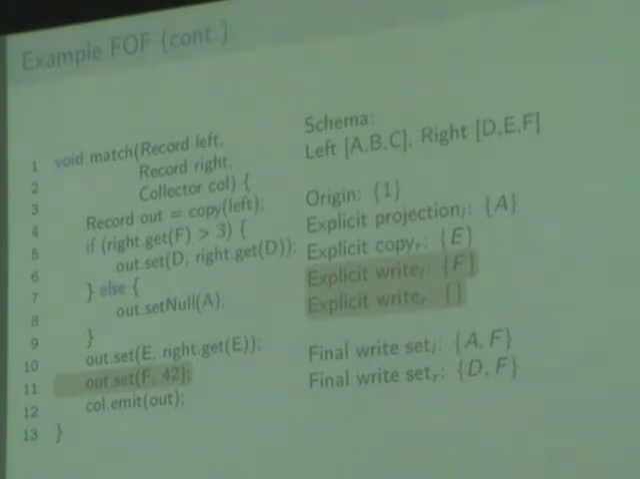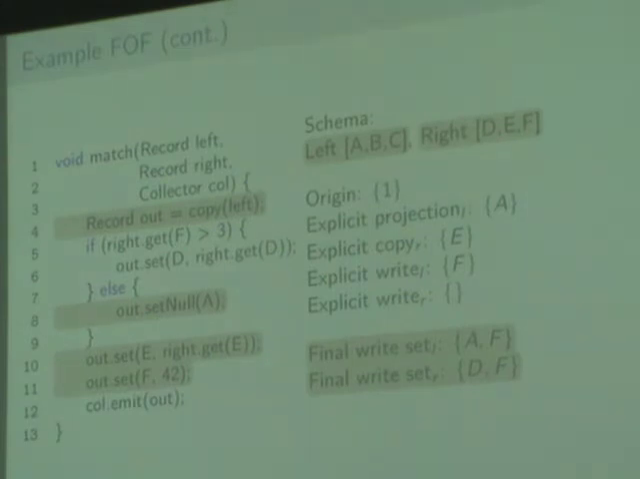Then we have the explicit write set, which just tells us which attributes are explicitly changed to some other number that is not read from any attribute of the input records. And from the schema information we have, so in this example, the records that come in from the left have attributes A, B, C. Records from the right have attributes D, E, and F. This is schema information, and from this and our sets we can derive the final write set.